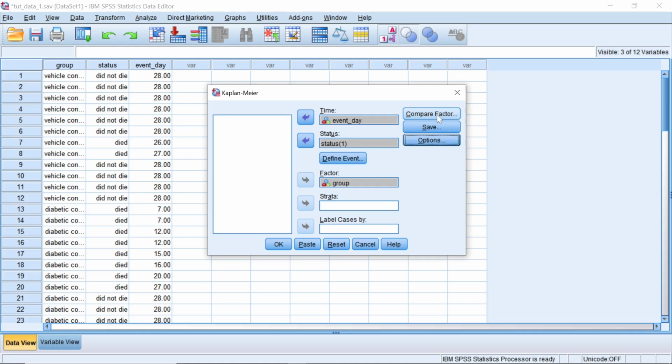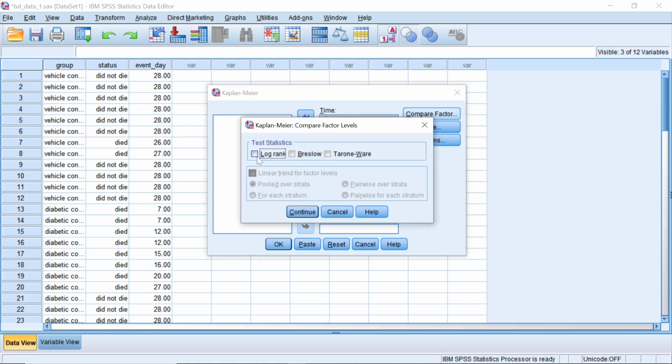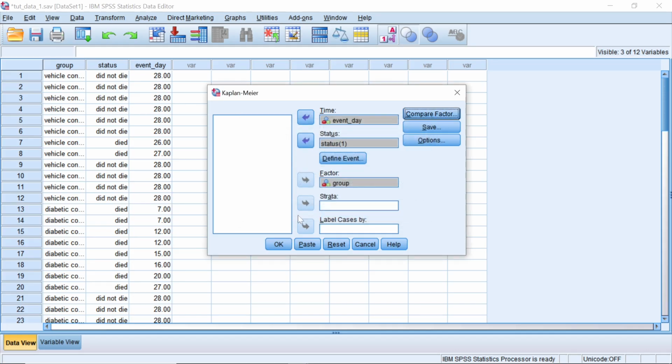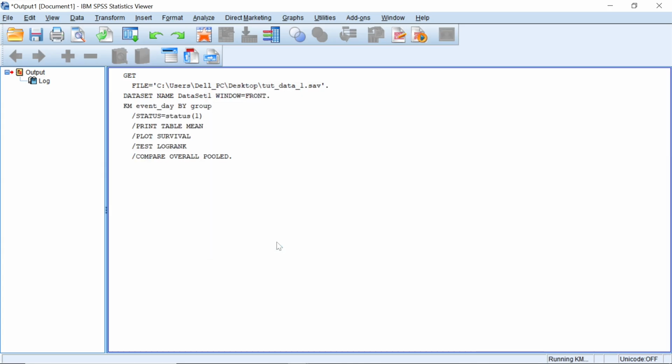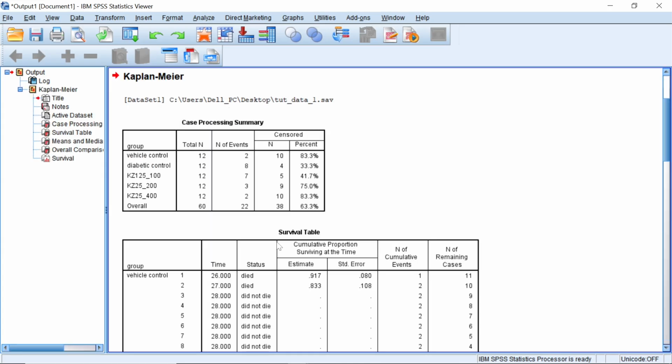But what if we want to compare factors? We can also do that. We can also use the log rank, the Breslow, and the Tarone-Ware test. But for this particular instance, let's look at the log rank, which will tell us what happened at the end of the study period. Is there a significant difference in terms of survival at the end of the day? So we go for that and we say OK. And SPSS runs that for us nicely in just a few seconds.